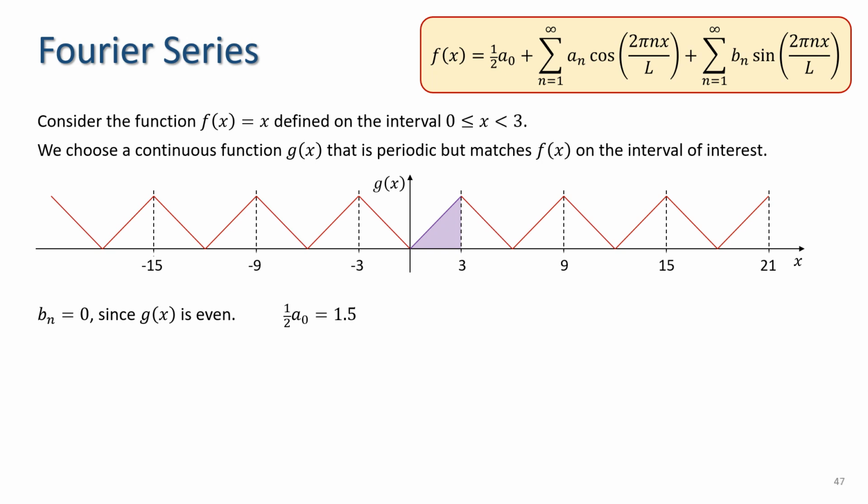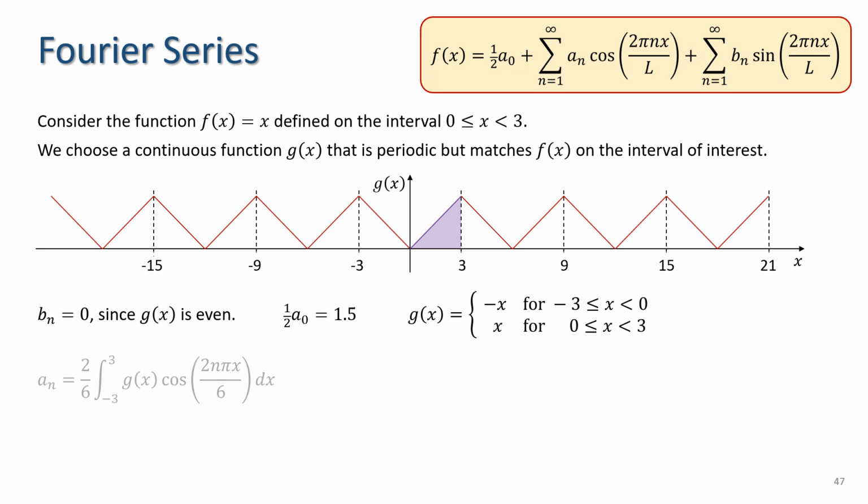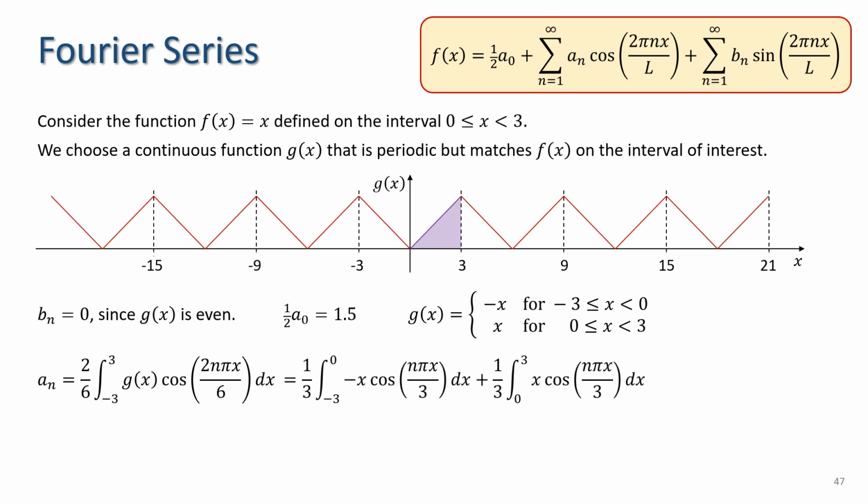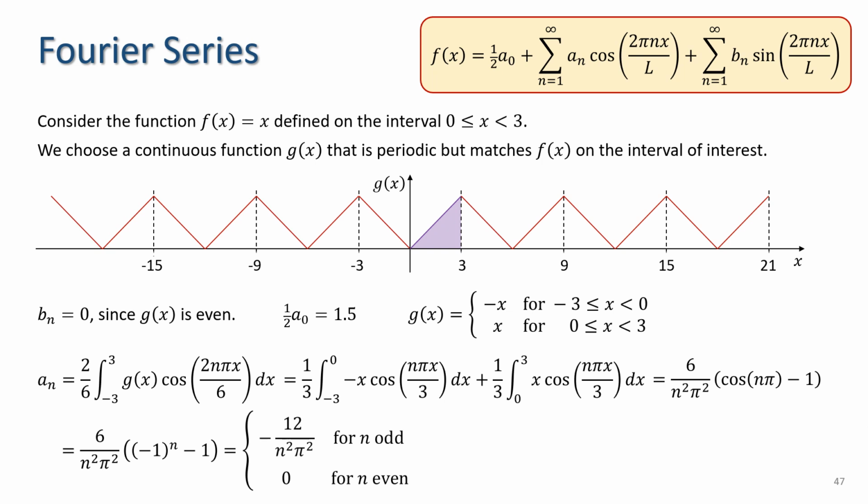For the rest of the Fourier coefficients, the integrals need to be divided up, as g of x equals minus x between minus 3 and 0, and equals x between 0 and 3. Thus we have an equals these two integrals added together, yielding 6 over n squared pi squared times cos n pi minus 1, which can also be expressed as minus 12 over n squared pi squared for n odd, and 0 for n even. Plot the first few partial sums and see what you find.